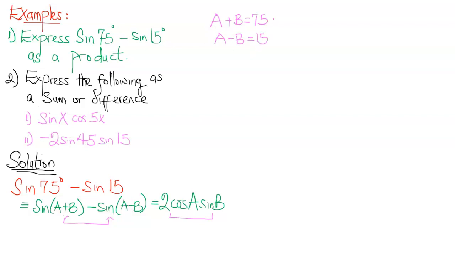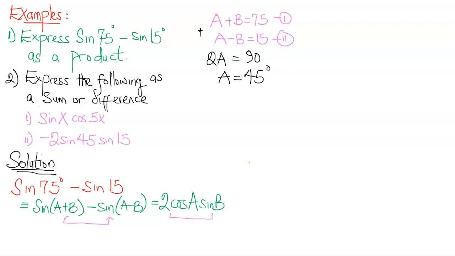If we have these 2 equations, I'm going to call this equation 1 and this equation 2. Adding these 2 equations, this is going to give 2A on the left side, equals, B is gone because B minus B is just 0, 75 plus 15, that's equal to 90. Dividing both sides by 2, A is 90 over 2, and this is 45 degrees.